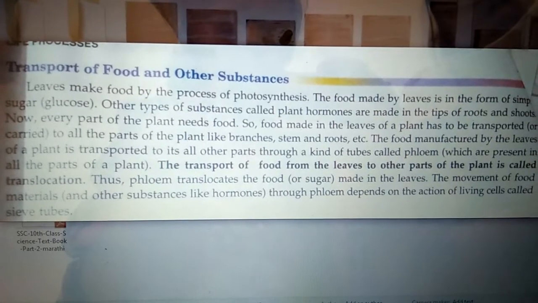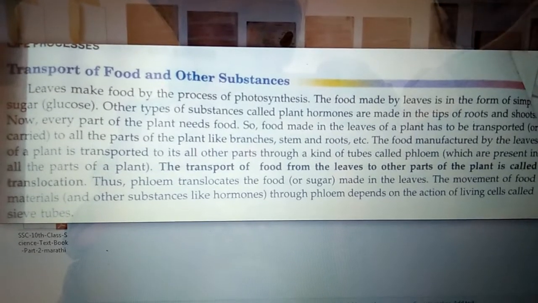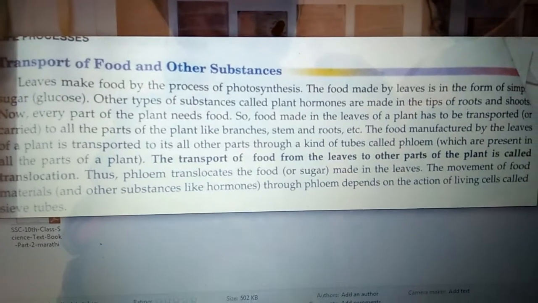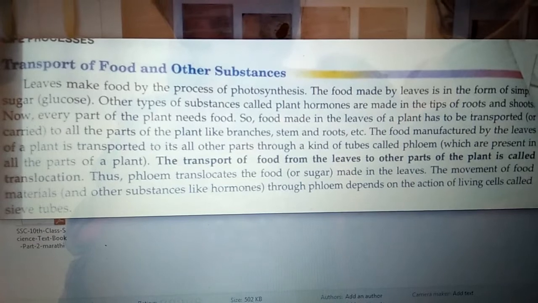When food particles are transported through the phloem cells, that process is called translocation, and translocation is done with the help of the phloem type of conducting tissues.